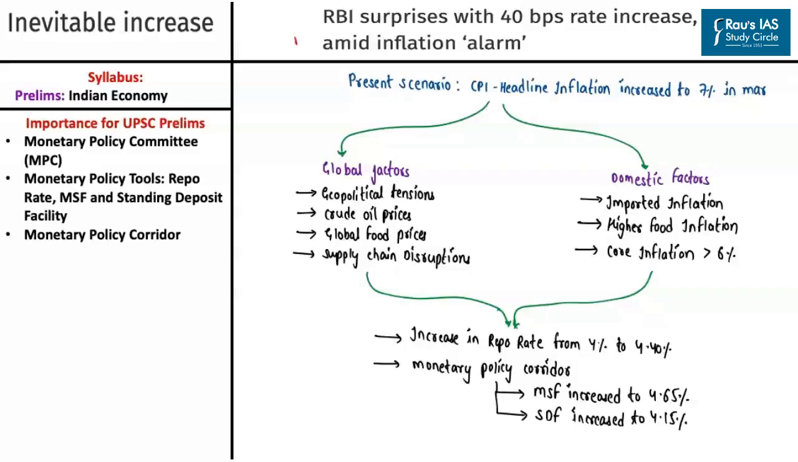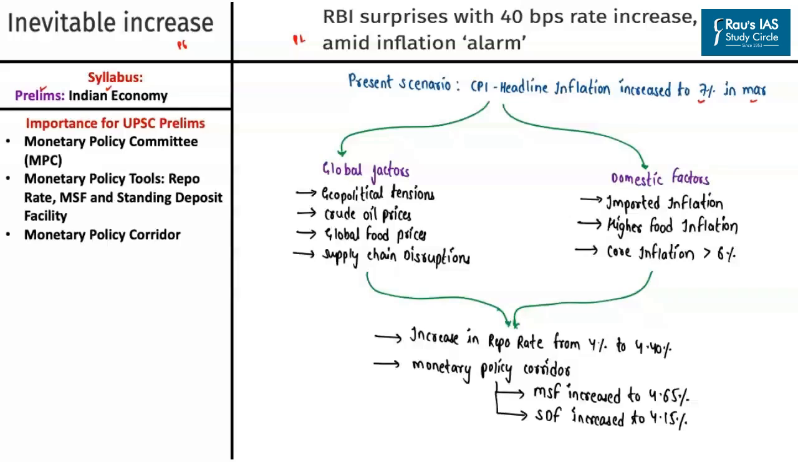The first article appears on page number 1 as well as page number 6. This article is important mainly with respect to prelims under the subsection of Indian economy. Before I discuss this article in much greater detail, let me first give you the background. Presently, in the month of March 2022, the CPI headline inflation has increased to almost around 7%.